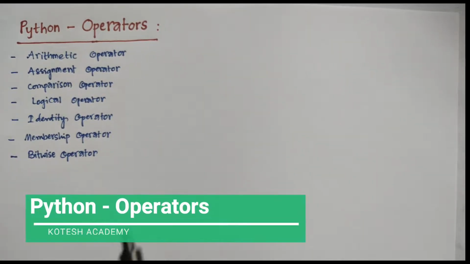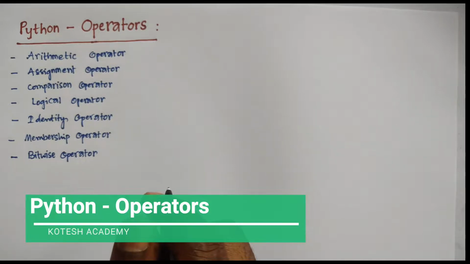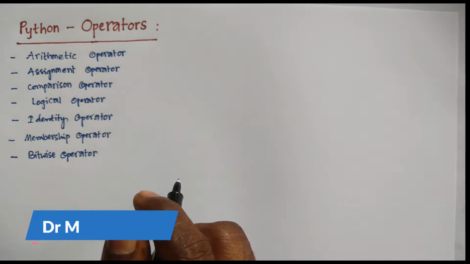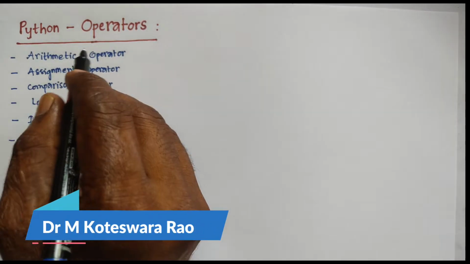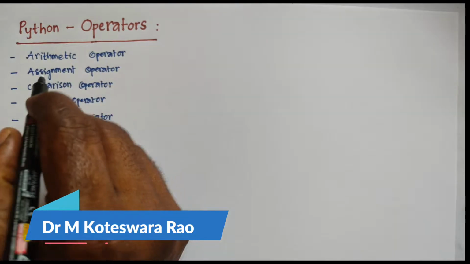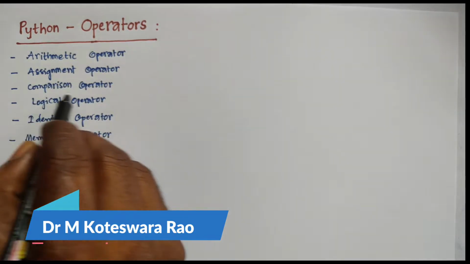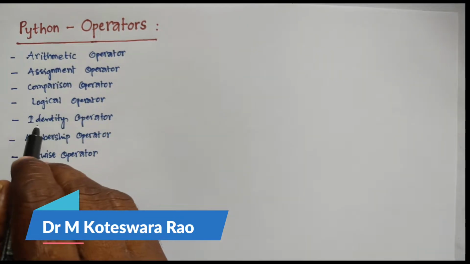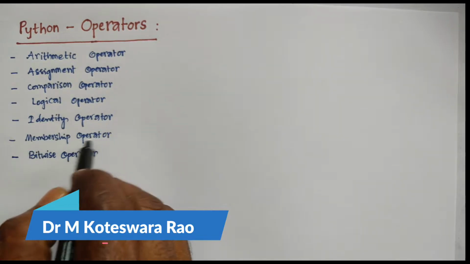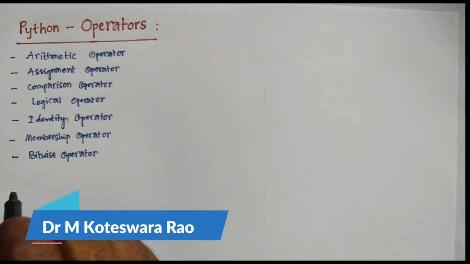Hi friends, today another topic in Python is operators. Operators are used to perform operations on variables and values. In the example below, various types of operators can be represented. The operators can be classified as arithmetic operator, assignment operator, comparison operator, logical operator, identity operator, membership operator, and bitwise operator.